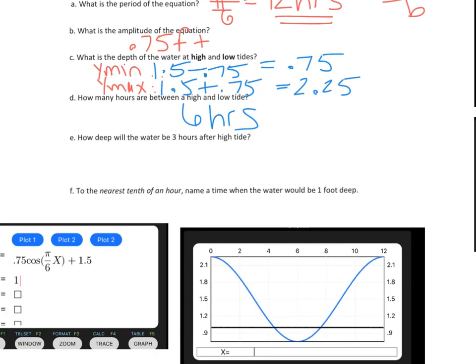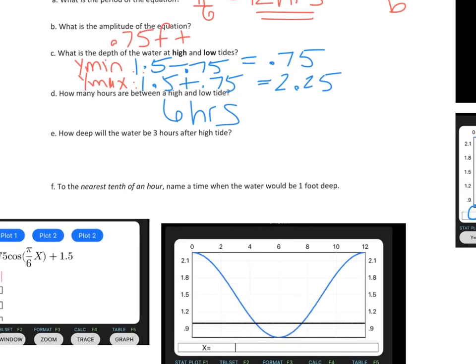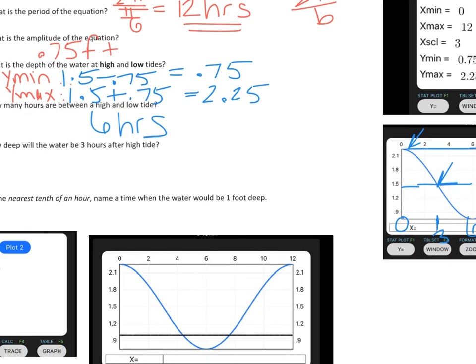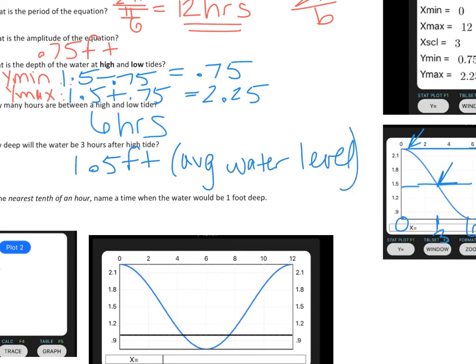And then it says, how deep will the water be 3 hours after high tide? Well, that will be about here. And because it's split nice in half, that has to be at my midline. But again, you guys can look at your table and you'll see at 3, you should see 1.5. So 1.5 feet, which is that's the average. This should be the average water level. Remember, the midline always represents your average of whatever the scenario is.